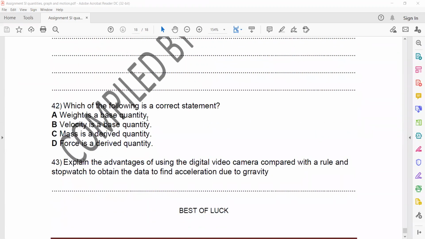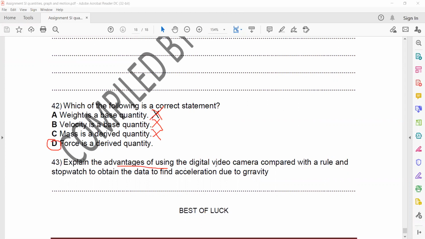Question 42: which of the following is a correct statement? Weight is a base quantity. It's not a base quantity, it's a derived quantity. Velocity is a base quantity. No, it's a derived quantity. Mass is a derived quantity. No, mass is a base quantity. And force is a derived quantity. So D is the right answer.